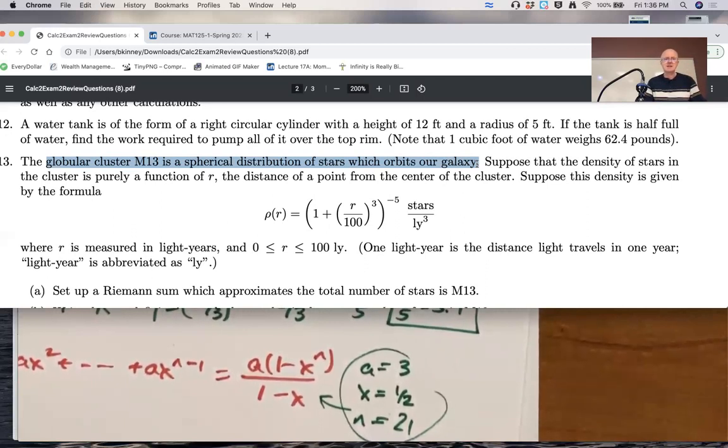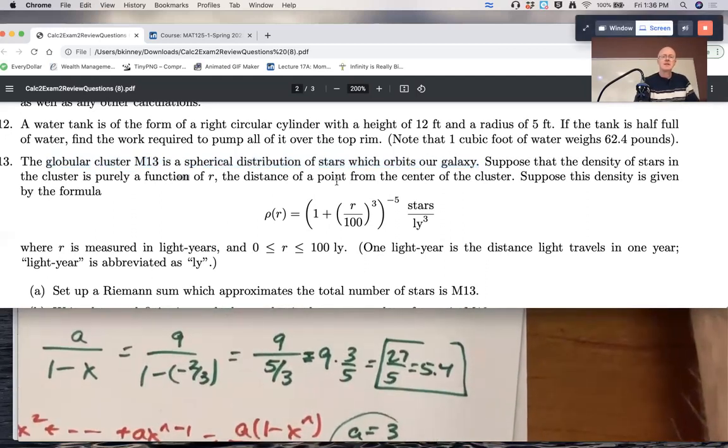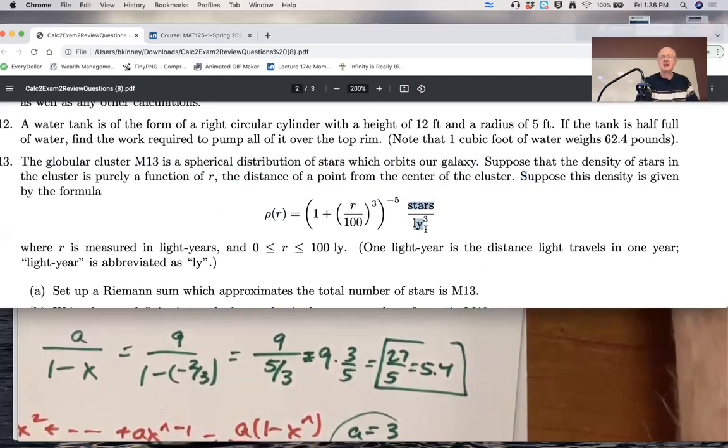Suppose the density of stars in the cluster is purely a function of r, the distance of a point from the center of the cluster. Suppose the density is given by this formula, a certain number of stars per cubic light year. A light year, we talked about light on Wednesday. A light year is a distance. How far does light travel in 1 year? Which is very far, many billions and trillions of miles and kilometers.